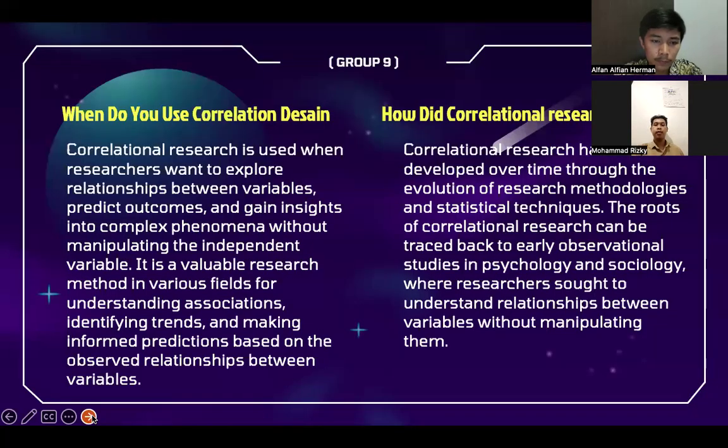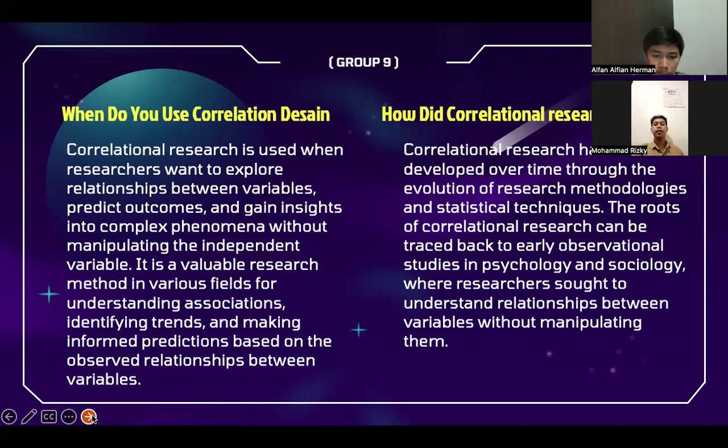When do you use correlational research? Correlational research is used when researchers want to explore relationships between variables, predict outcomes, and gain insight into complex phenomena without manipulating the independent variables. It is a valuable research method in various fields for understanding associations, identifying trends, and making informed predictions based on observed relationships between variables. And next is how did correlational research develop?